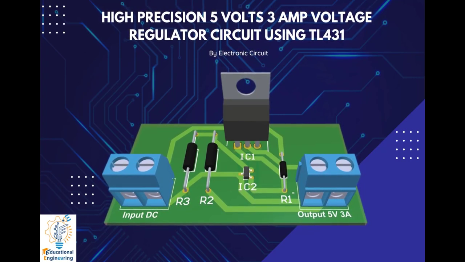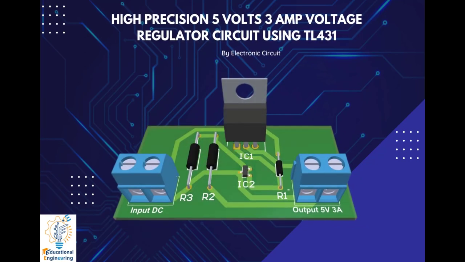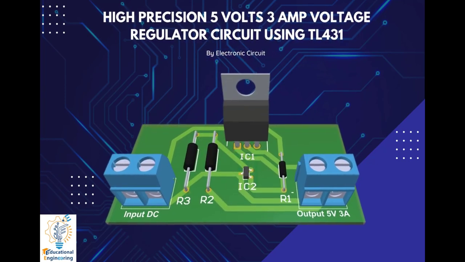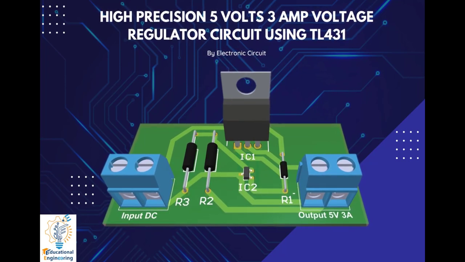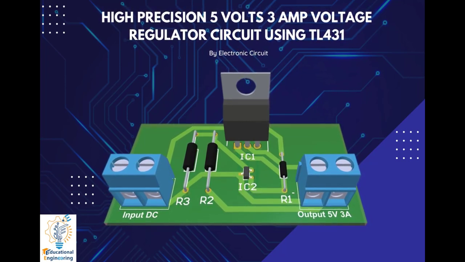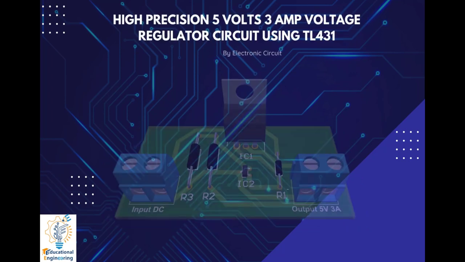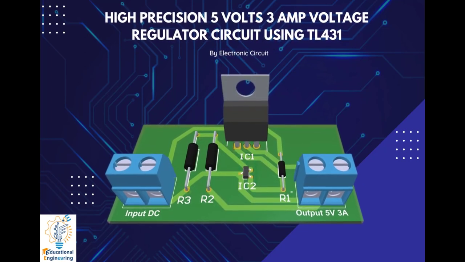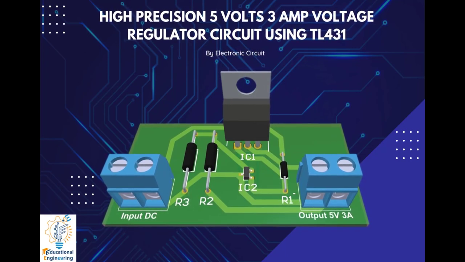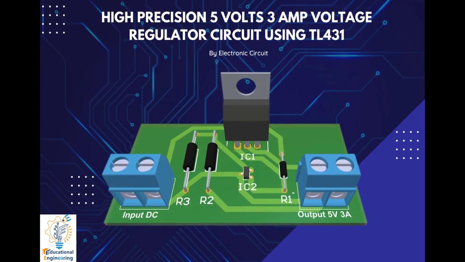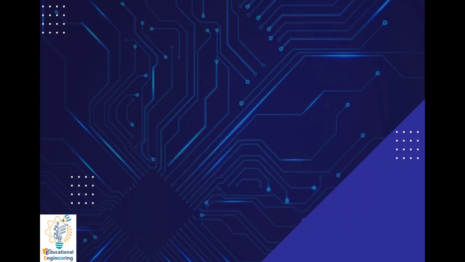Today we're gonna learn how to design a high-precision 5 volts to 3 amps voltage regulator using TL431 IC. So this PCB is a stabilized power supply with an accurate output to power any sensitive circuit such as microcontroller, microprocessor, RF transmission, PICs, and many more. So let's go on to Altium Designer.